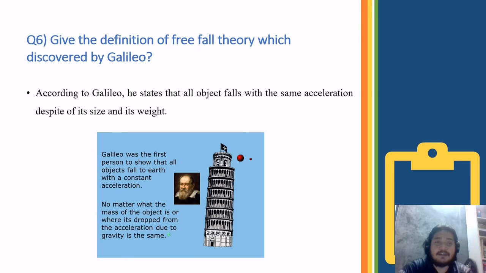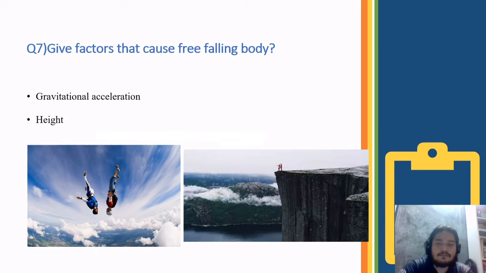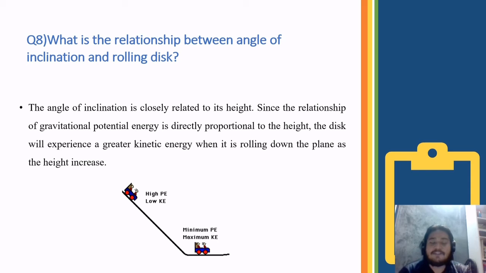According to Galileo, all objects fall with the same acceleration despite their weight and size. There are two factors that cause a free falling body. The first one, since we are on Earth, of course there's a gravitational force, thus we have the gravitational acceleration. The second one is the height from which the object free falls. Since gravitational potential energy is directly proportional to height, the greater the height, the greater the kinetic energy produced when the rolling disc rolls down the plane.